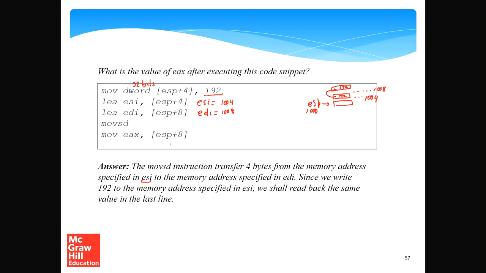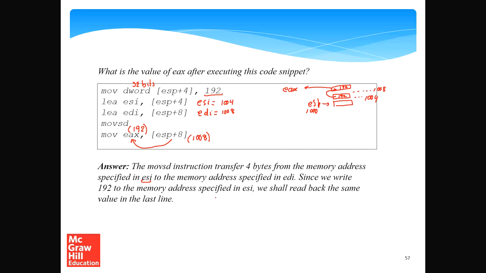Subsequently, if we access ESP plus 8, which is location 1008, which is there in EDI, and we transfer the contents to EAX, what do we get? We get the same, so these contents get transferred to EAX. We get 192. Since we wrote 192 in the memory address specified in EDI, we shall read back the same value in the last line. So this is a small and simple example.